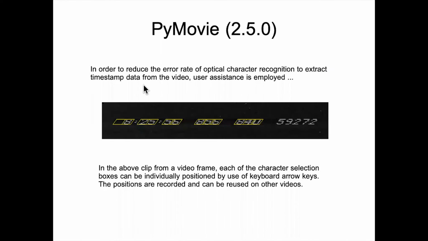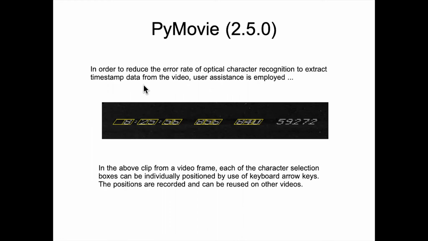To reduce optical character recognition error rates and provide flexibility, PyMovie does not utilize automatic placement of character selection boxes. Besides being a difficult task in general, such an approach provides nowhere for the user to go should that automatic placement fail for his particular equipment chain. Instead, we ask the user to position the character selection boxes.